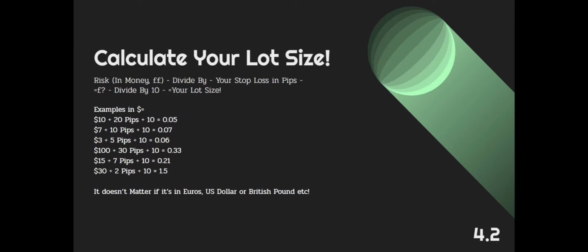$7 divided by 10 pips, divided by 10, is 0.07. And if we look at the bottom one, $30 divided by 2 pips, divided by 10, will equal a 1.5 lot size. As you can see, if we divide $100 by 30 pips, divided by 10, that will equal 0.33. So in terms of lot sizes, the bigger one is the one that you've risked less on, because if you look at the pips, it's got 30 pips there and 2 pips there. Even though I've risked more on this trade, it's a smaller lot size. So you get the idea. Your stop loss in pips has a lot to do with everything.